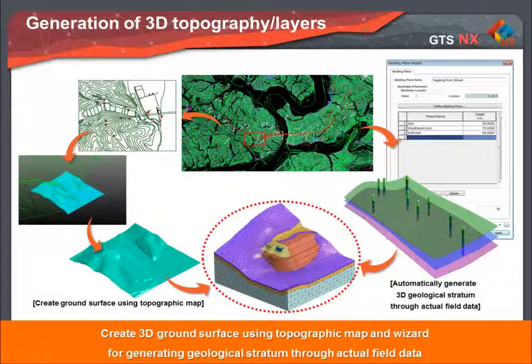Another feature of the program is the terrain and soil strata generation. Project sites that contain complex contour surfaces can take hours to model with basic CAD commands. Typically, idealizations are made in the interest of time, which in turn leads to a decrease in accuracy of the final analysis. GTS NX features a high-end terrain geometry maker that automatically converts topographic maps into editable surfaces.